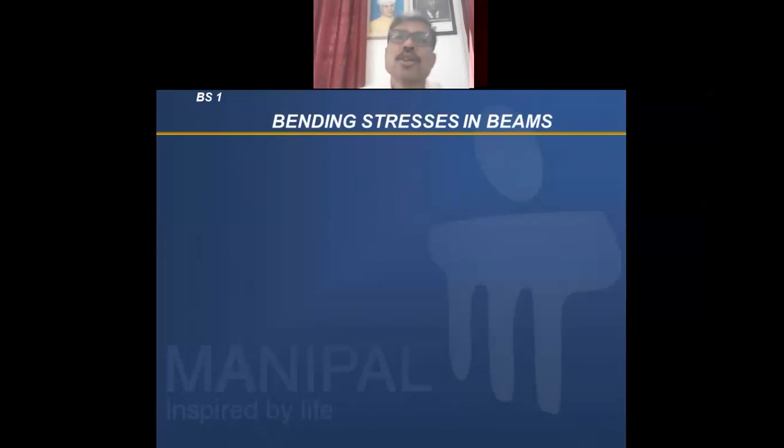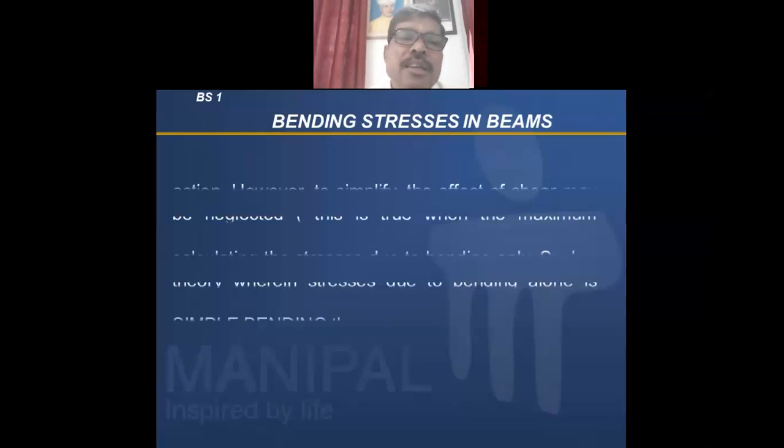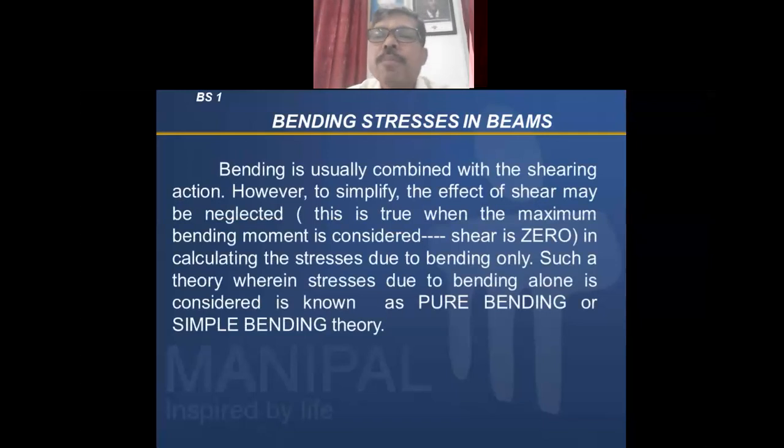Okay, fine. So there are two topics in unit 3. One is bending stresses and another is shearing stresses. For both we require moment of inertia. That's why we have spent one complete hour finding out the moment of inertia. Now see, bending is usually combined with the shearing action. However, to simplify, the effect of shear may be neglected. This is true when the maximum bending moment is considered. Shear is zero. I have already explained, wherever the bending moment is zero, the shearing stresses are maximum.